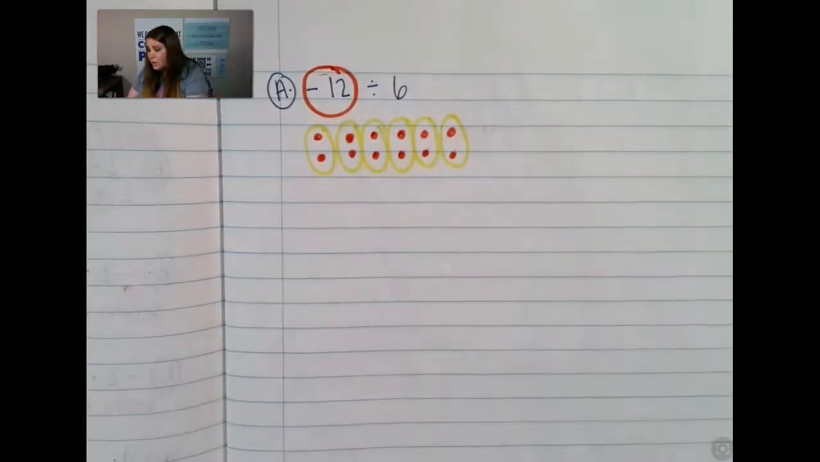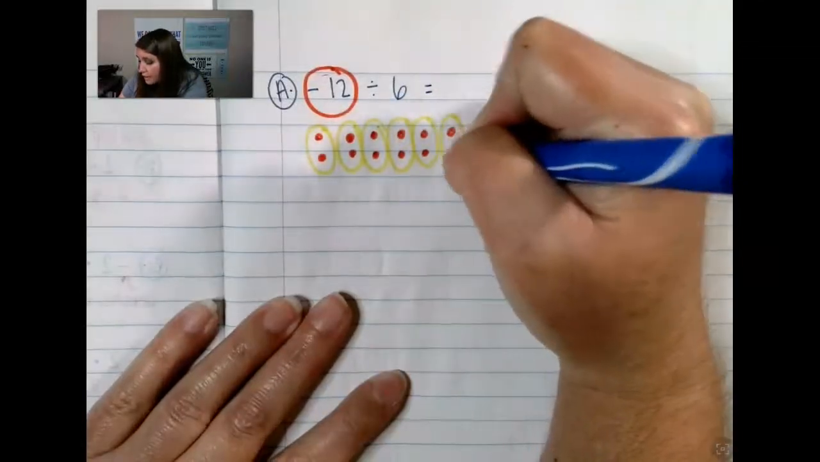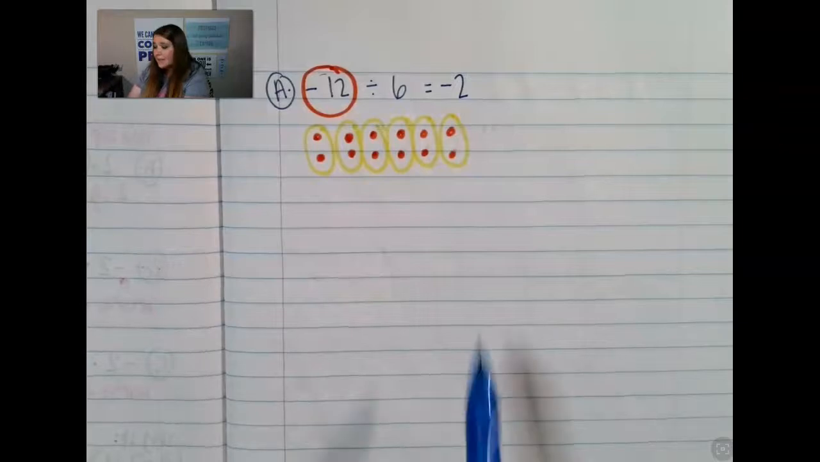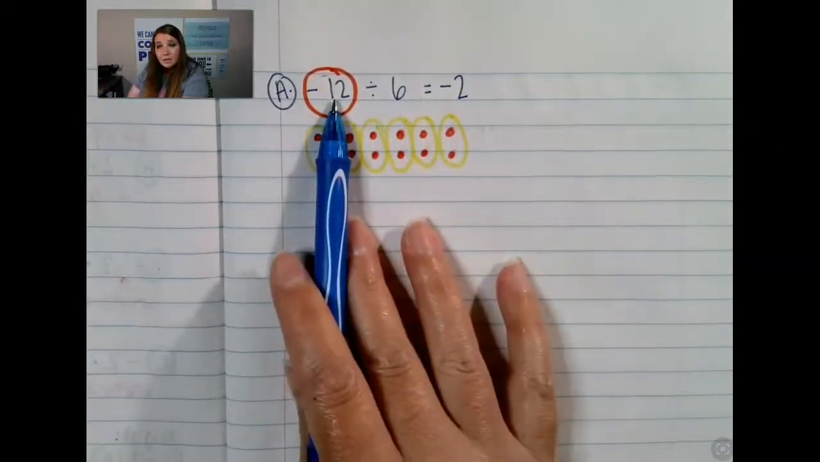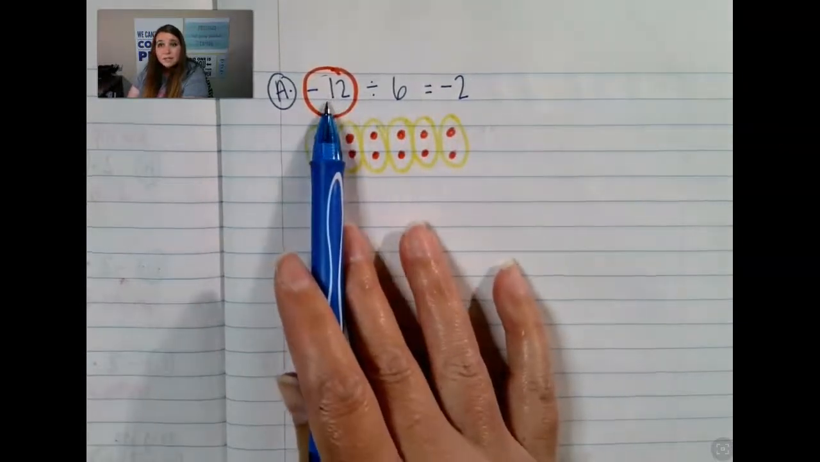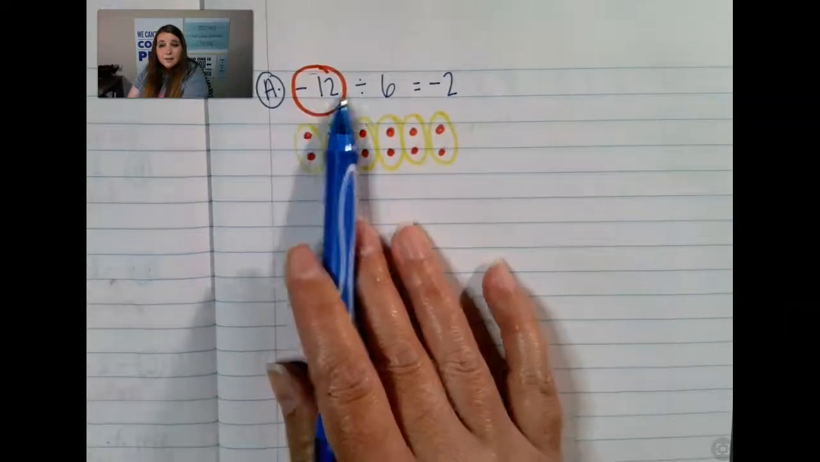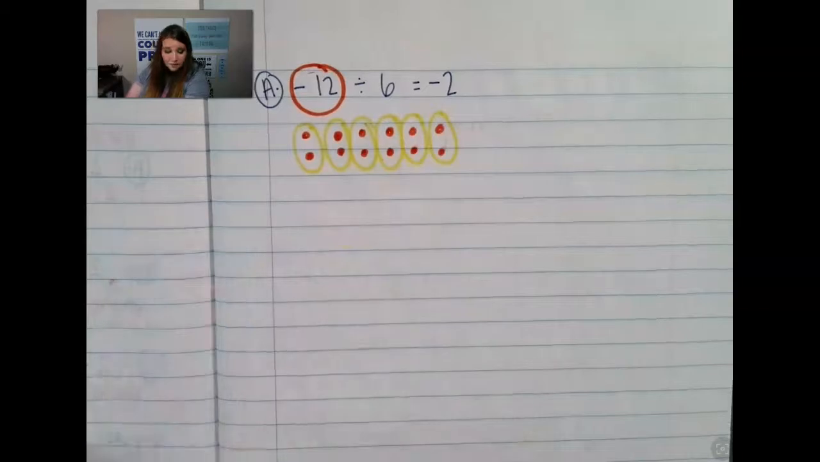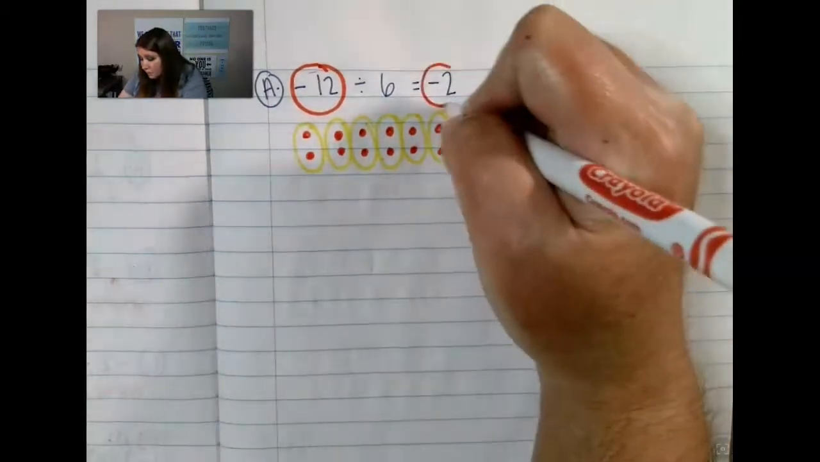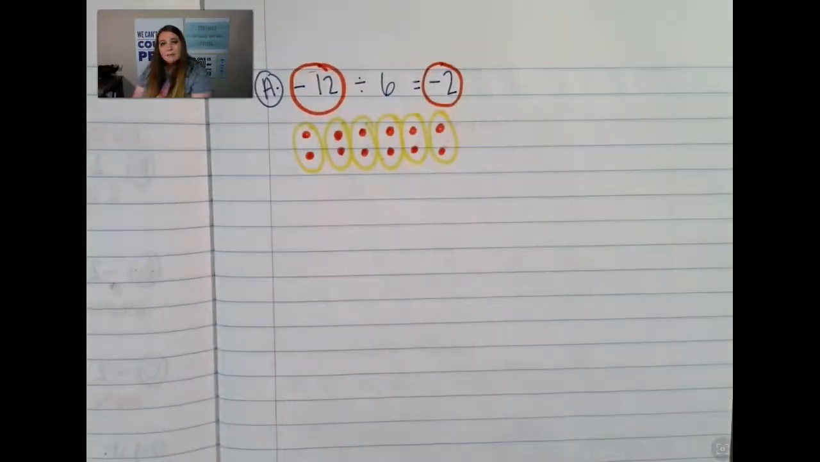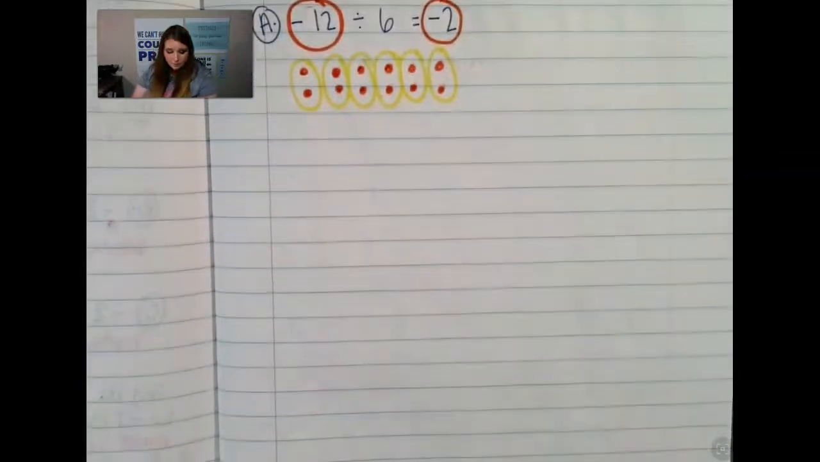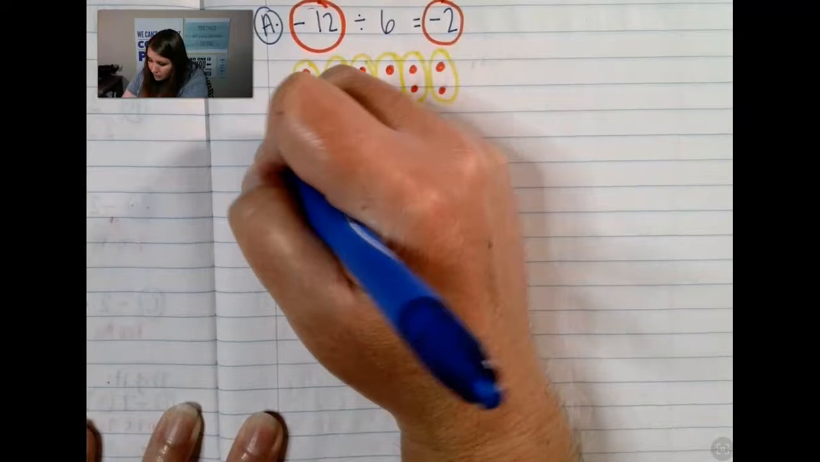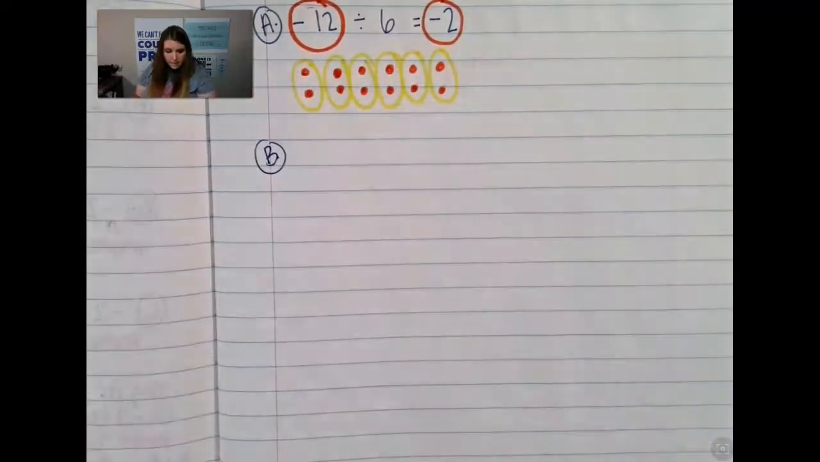Inside the group, I have negative 2 in each group. Or I can look at this as a negative times a positive gives me a negative. So in this case, the rule here is that I have a negative divided by a positive. I still end up with a negative. So I'm going to have that negative 2. It goes back to the same thing that we did last time. Okay. All right, let's look at example B.